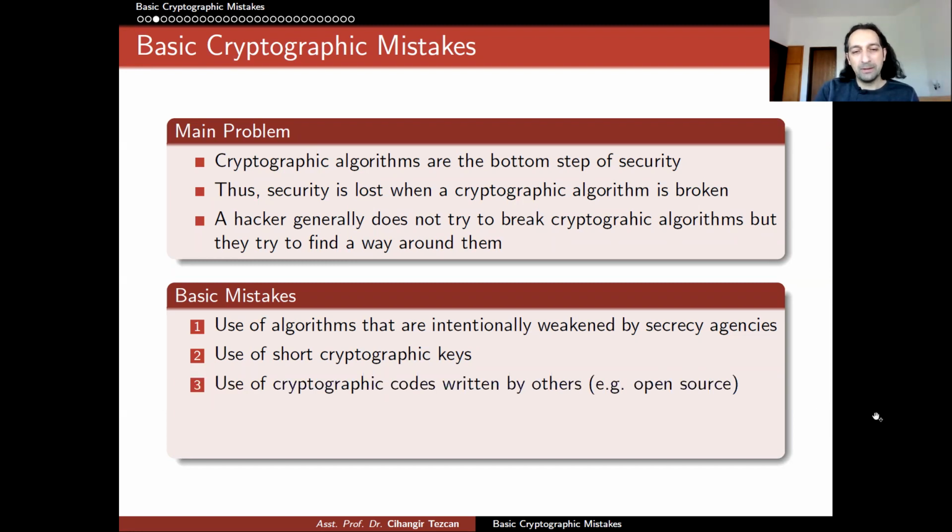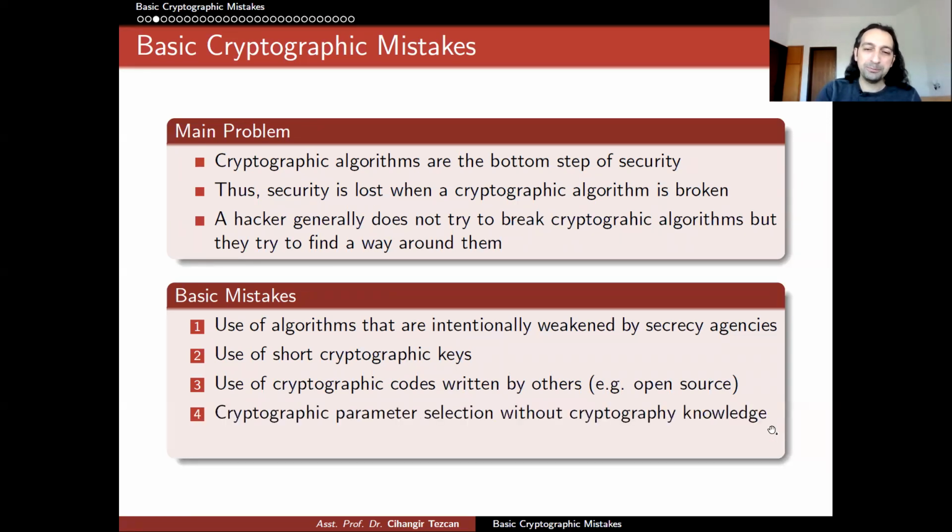Third one is the most used and one of the biggest mistakes people do: use of cryptographic code written by others. For instance, using open source libraries for cryptographic algorithms. This means that the main security that you need, you trust to somebody else. You trust a person you don't know, but for some reason they put a code in a GitHub, so you trust them and use it in your implementations. And if there's a backdoor in that implementation, then your security is lost.